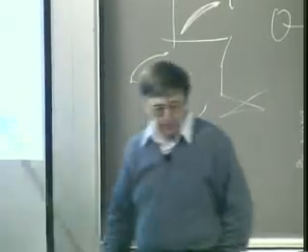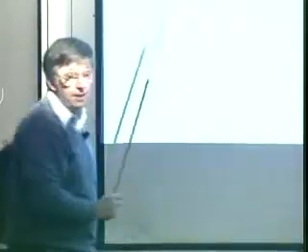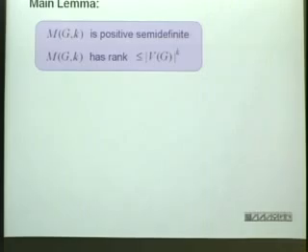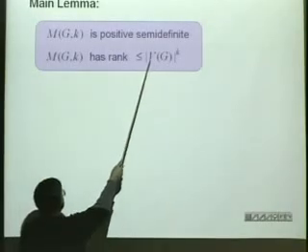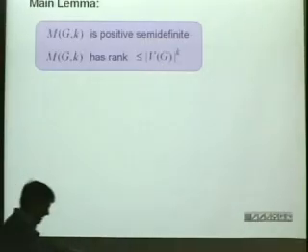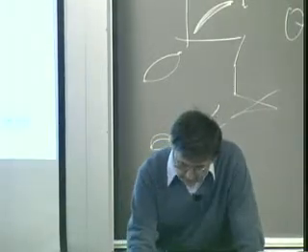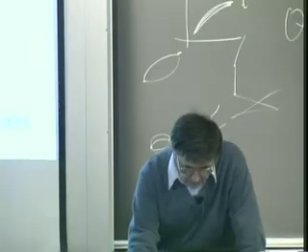The main fact about this matrix is that it has two important properties. First of all, it's a positive semi-definite matrix for every G and every k. And moreover, even though it's an infinite matrix, it has finite rank. The rank of it is bounded by the number of nodes in G to the k. So this is really a basic lemma, and I will show you the proof is very simple.